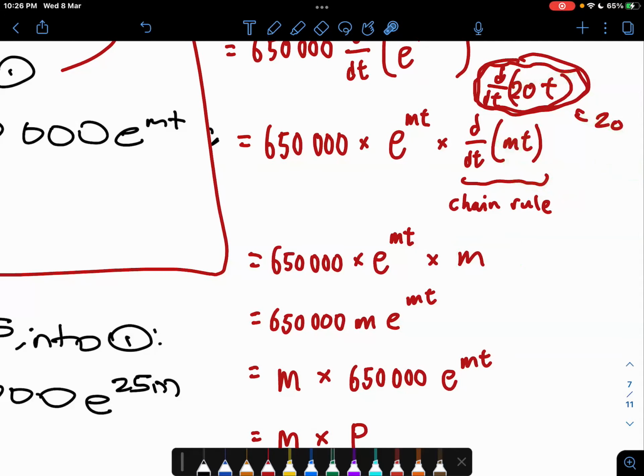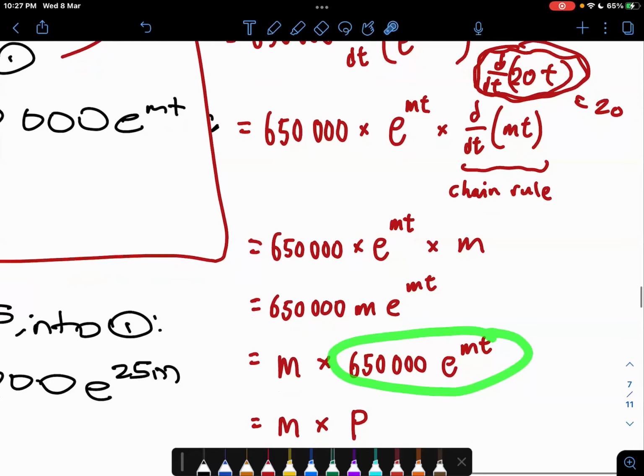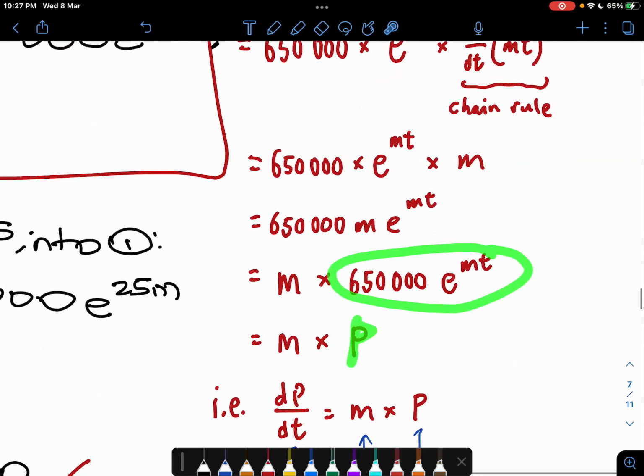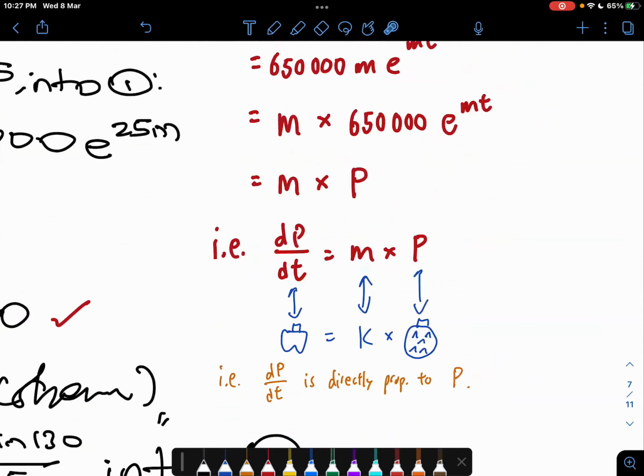So let's just do some shuffling. Multiplication, you can change the order any way you like. So how about 650,000 followed by m, then e power mt? Or how about yet another way to shuffle it? Why don't we put m at the front, then 650,000 followed by e power mt? Can, right? But what's so special about rearranging it this way is that 650,000 e power mt looks very familiar. Where have I seen it before? P. Exactly, it is P. So it becomes m times P. To conclude, dP by dt equals m times P.